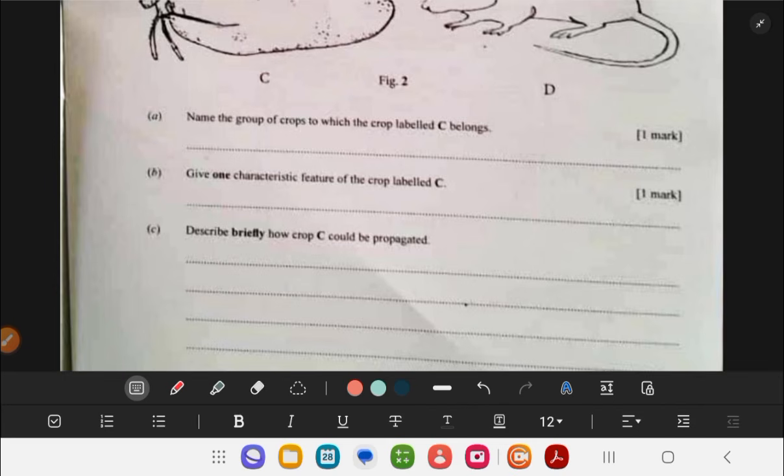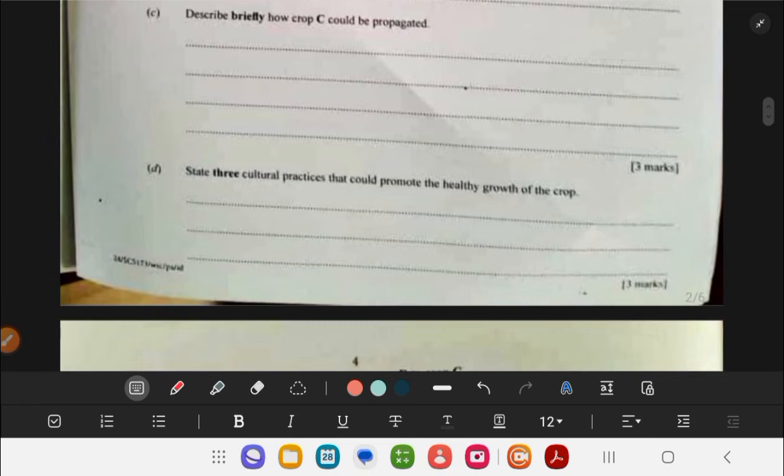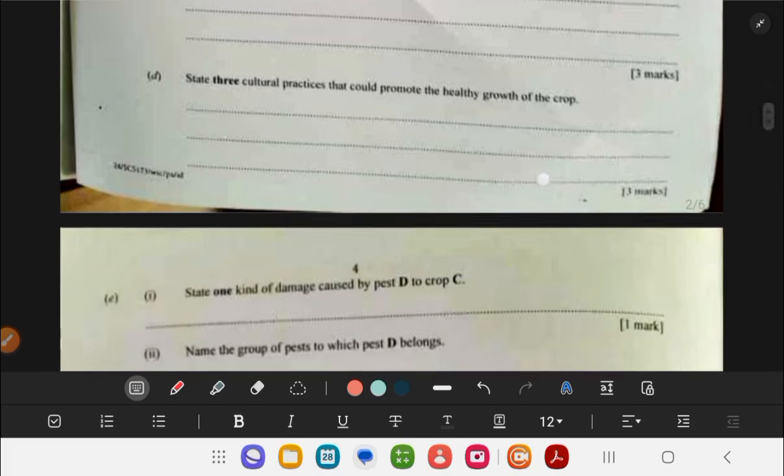Then C says describe briefly how crop C could be propagated. It could be propagated using sets. They are buried in mounds and mulched to withstand long periods of drought. So what's a mound? It's made by earthing up, by raising the level of the soil. Then the next question is state three cultural practices that could promote healthy growth of the crop. So weed control, staking, mulching, then pest control.